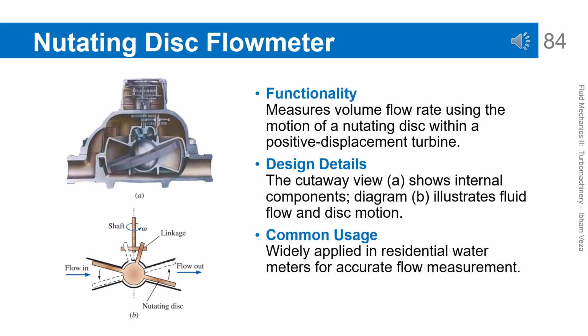Nutating disc flow meter. This device measures volumetric flow rate using the motion of a disc that nutates inside the casing. Each cycle of motion represents a fixed volume of fluid passing through the meter. By counting the number of cycles, the total flow volume can be determined accurately. This design belongs to the positive displacement category. Therefore, it is widely used in residential water meters.